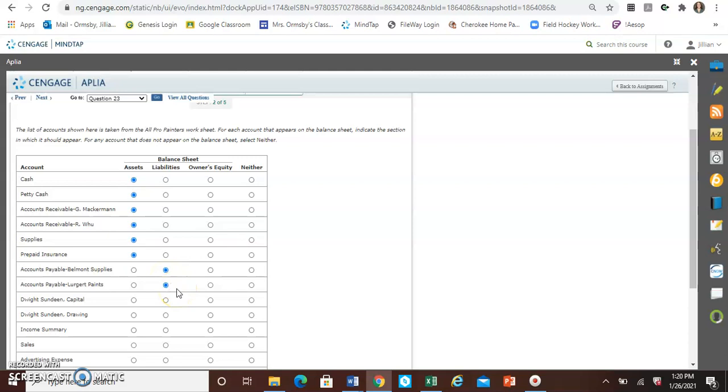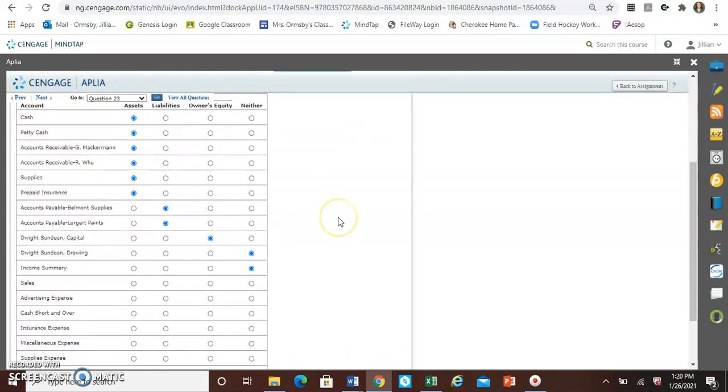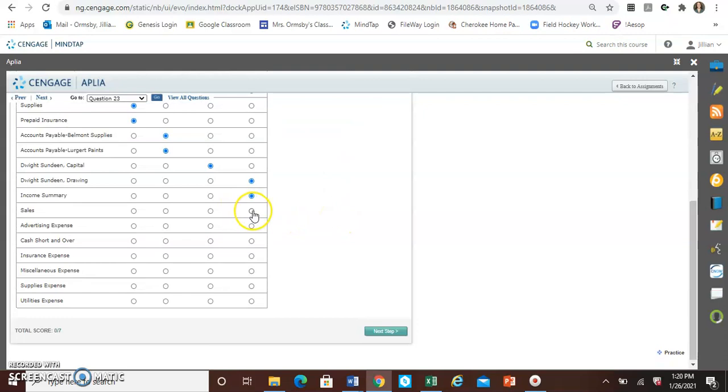Now we have our owner's equity account. However, we have three owner's equity accounts: capital, drawing, and income summary. But only capital is going to be included in the balance sheet. So for drawing and income summary, we're going to say neither because, again, they're not in the balance sheet. And here we're looking for only the accounts that appear on the balance sheet. Also not occurring on the balance sheet are our revenue accounts, so sales, and all of our expenses. So we can click neither for all of these expenses.